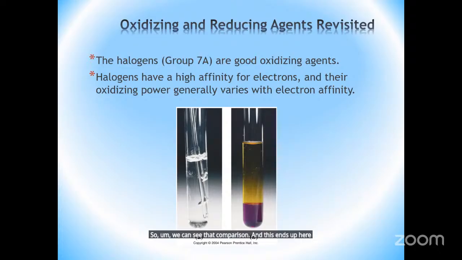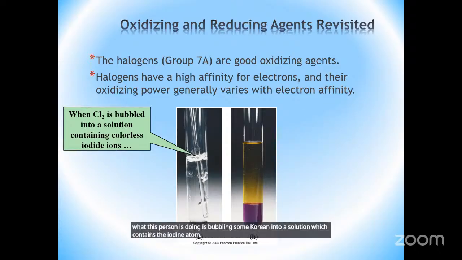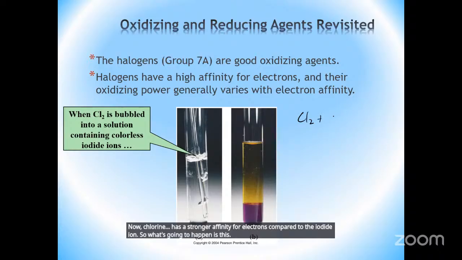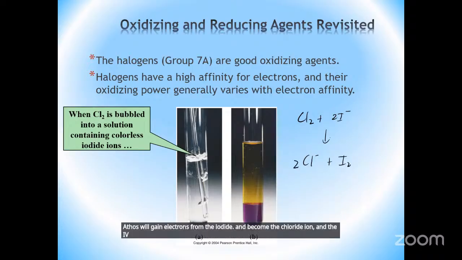Now, in this example, what this person is doing is bubbling some chlorine into a solution which contains the iodide ion. Now, chlorine has a stronger affinity for electrons compared to the iodide ion. So what's going to happen is this. The chlorine will react with the iodide to form the chloride ion, and iodine will be formed. All right. So basically, the chlorine atoms will gain the electrons from the iodide and become the chloride ion, and the iodine molecule will be formed. And that is what is being shown here.